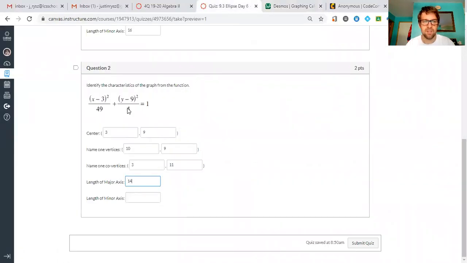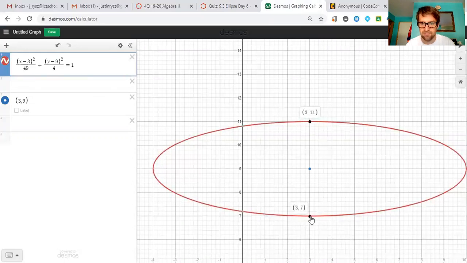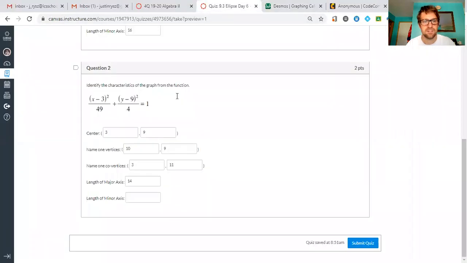We can do the same thing here. This one's going to be kind of interesting. What's the length of the minor axis? Well, the minor axis starts out with 4. We'll take the square root of that, which would be 2, and double it, which would be 4. But just to verify that graphically, we're at 3, 7 going up to 3, 11. From 3, 7 to 3, 11 is a distance of 4.